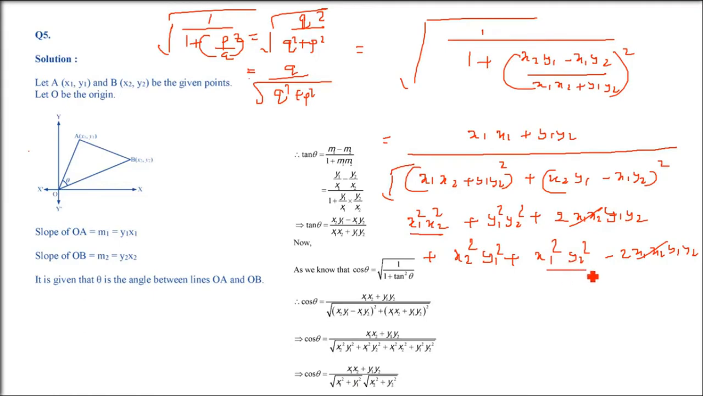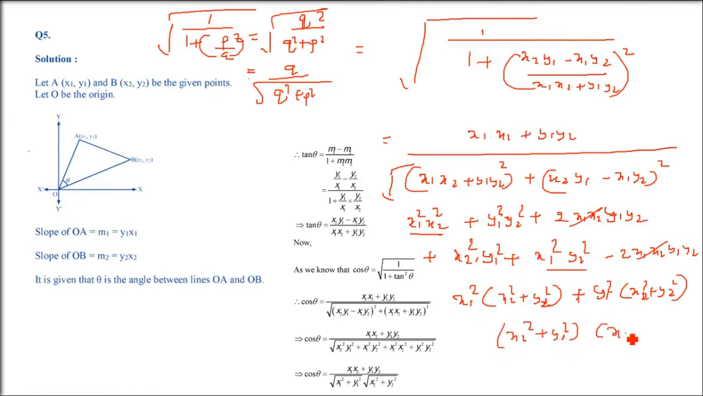So this is x1 square. Take x1 square common from here. You get x2 square plus y2 square. Plus from here you take y1 square common. So you get x1 square plus x2 square plus y2 square. Now take x2 square y2 square common from these two. So x2 square y2 square we have taken outside. x1 square plus y1 square will be there.